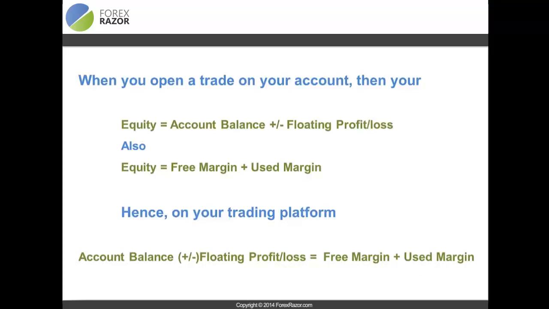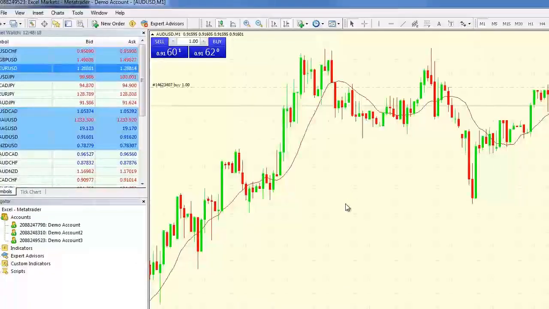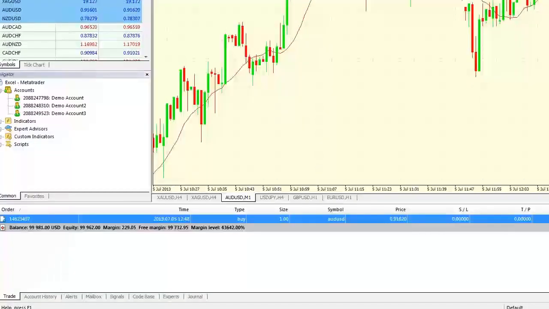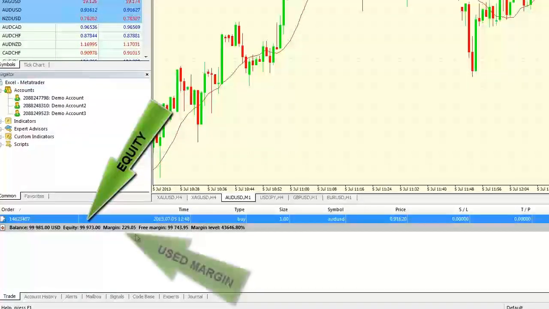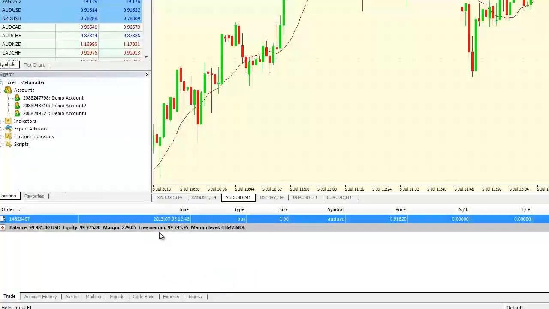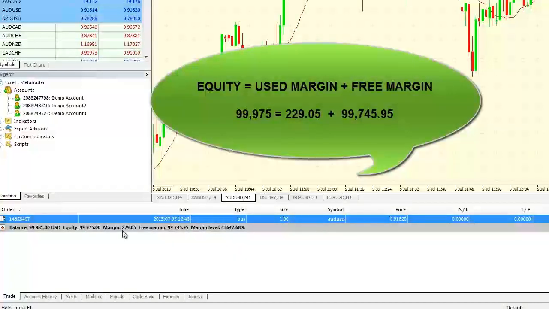Getting back to the platform, we see for our previous example, since we closed the trade position, balance equals equity equals free margin. Now if I again open another trade position and I'm still losing on that, the equity is changing, and this is the margin requirement. This is the used margin and this is the free margin. So what you would notice is that equity is always equal to the sum of your used margin and the free margin.